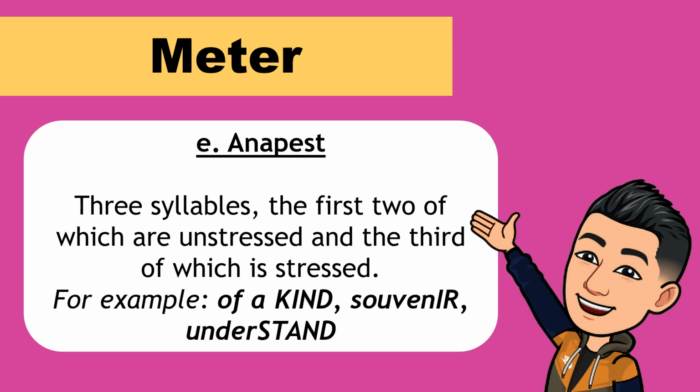Okay, next, anapest. Three syllables, the first two of which are unstressed, and the third of which is stressed. Okay, for example, "of a kind." Of is the first, a the second, syllables which are unstressed, and kind is the third, which is stressed. Okay, next, souvenir, then understand.